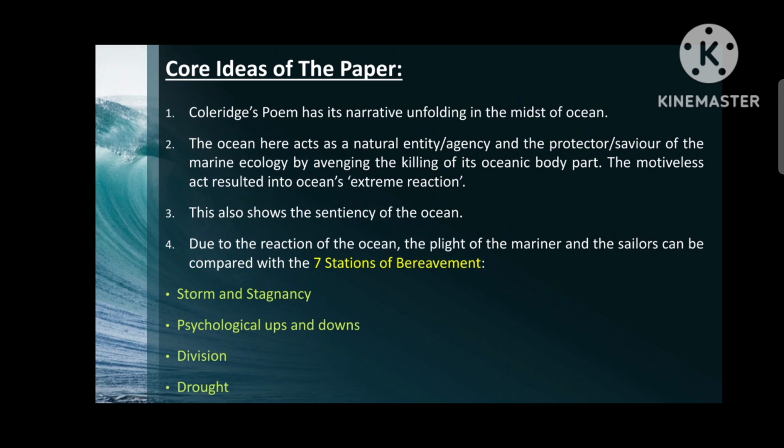There were changes of opinions. So the thought pattern, the emotions of the mariner and the 200 sailors were also stagnant. They were not moving. They could not decide what to do. So physical as well as emotional and psychological stagnancy is portrayed in this poem. The second station or the second reaction of this ocean is psychological ups and downs.